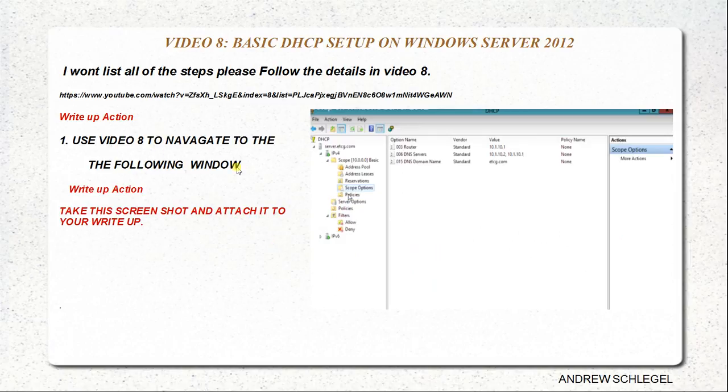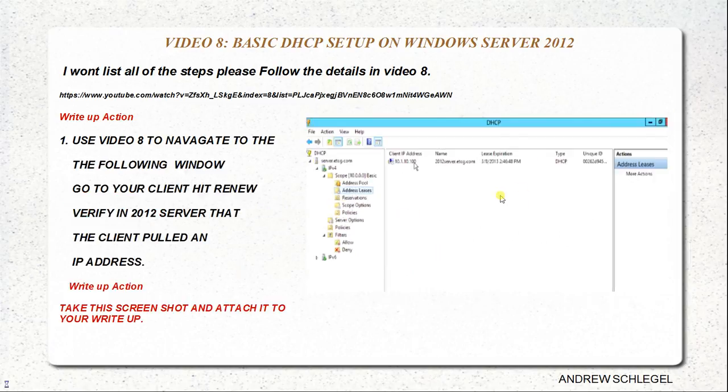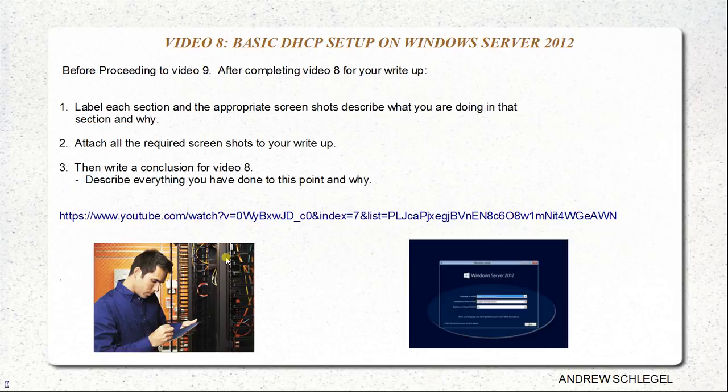Use video 8 to navigate to the following window. Take a screenshot of that for me. And then go to this window, hit renew, and verify in the 2012 server that the client pulled an IP address. So you should have your DHCP up and working now.